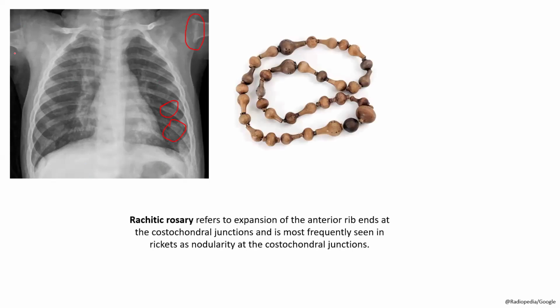What is happening in this case? This is chest radiograph PA view in a pediatric patient, and it is showing the bulbous anterior end of the ribs on both sides. Plus, you can see presence of metaphyseal flaring and cupping. So this is a case of rickets, and this is rachitic rosary. It is because of expansion of the anterior ends of the ribs at the costochondral junction, which appears nodular.